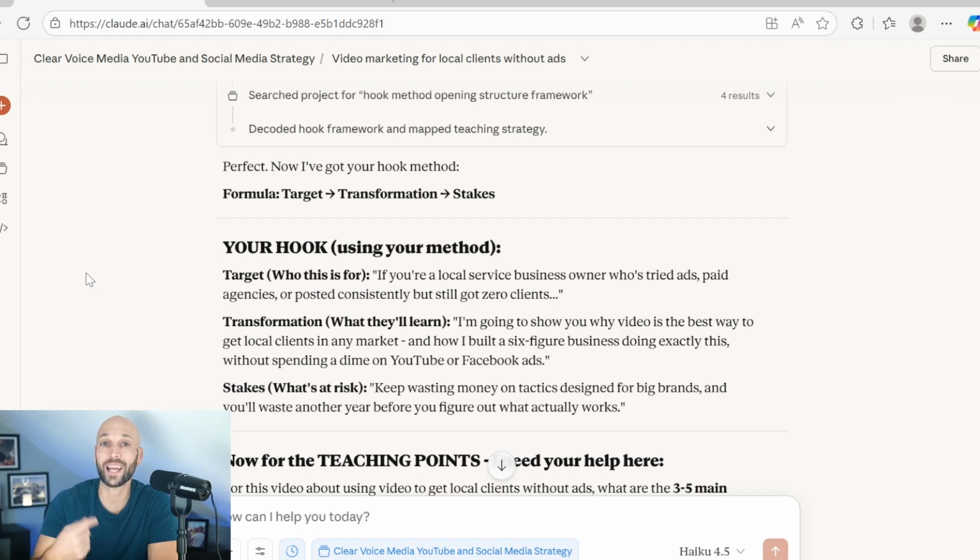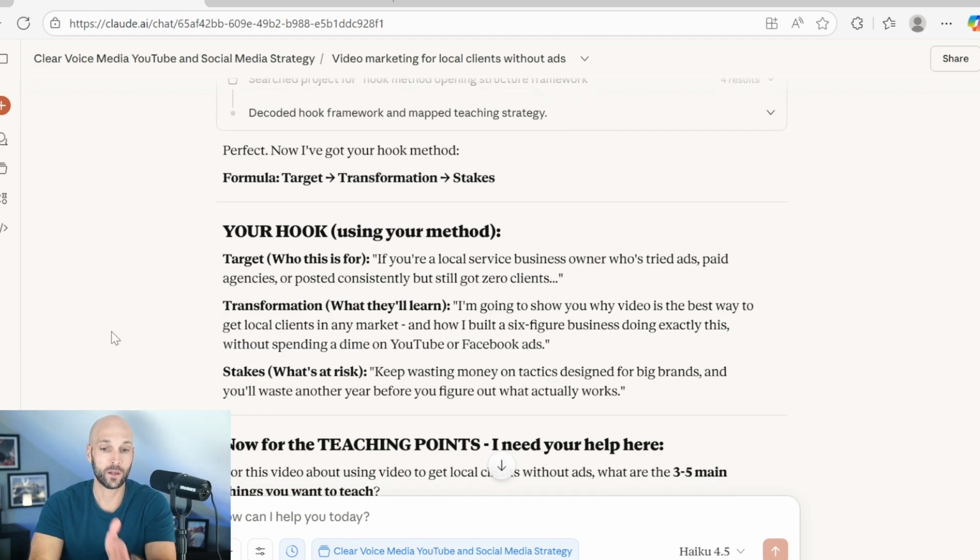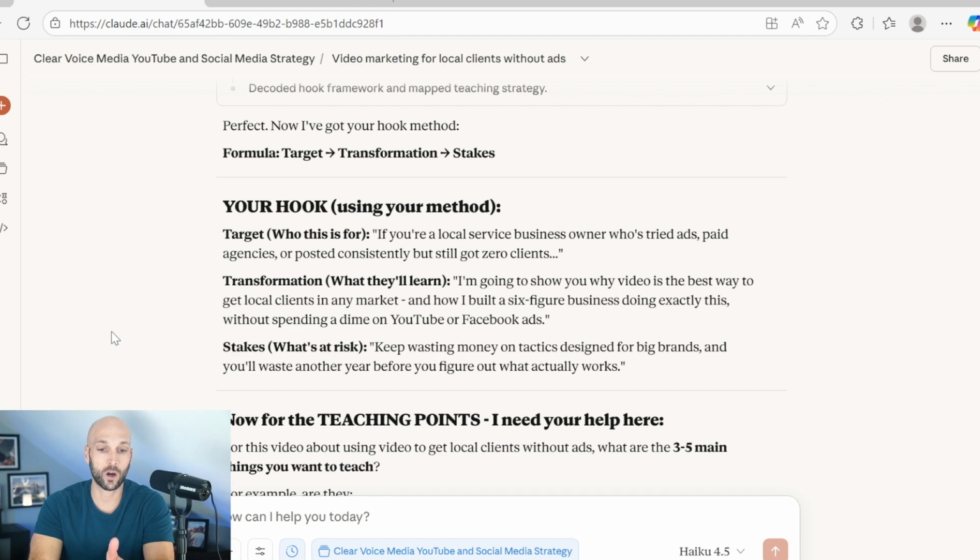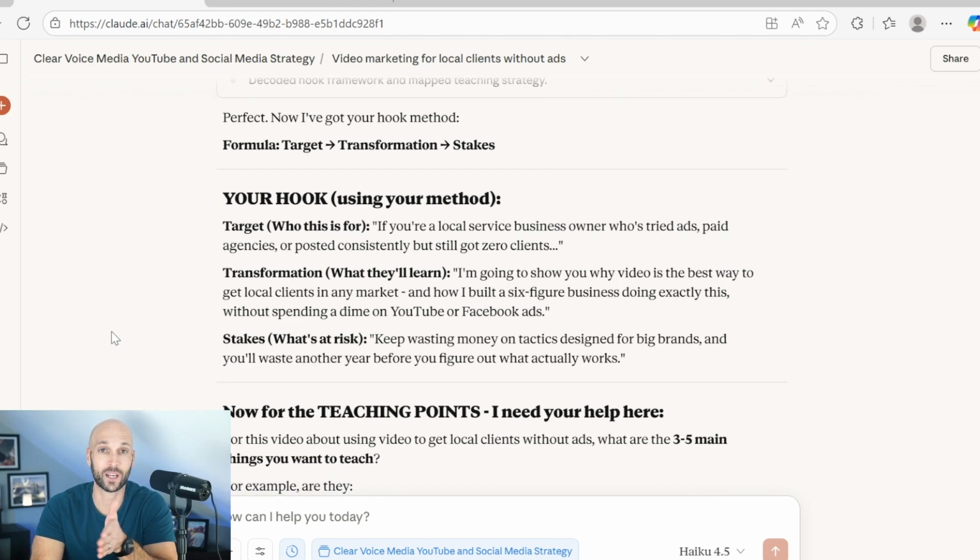This is where I ask Claude questions based on what it comes up with. And now you can see the hook. So using your method to target, the transformation, and the stakes. And this gave me a really good hook. It's something I could potentially use.